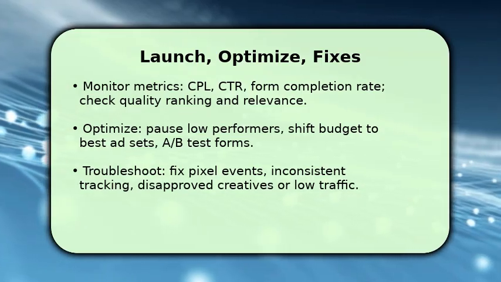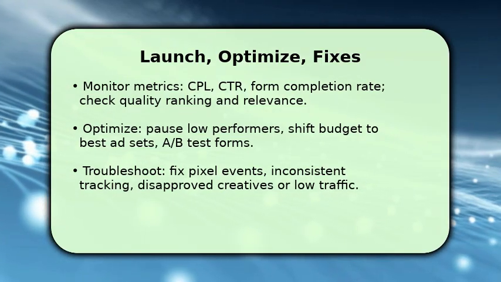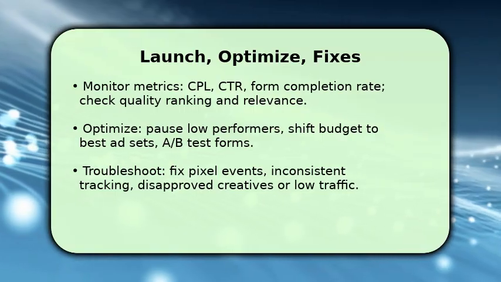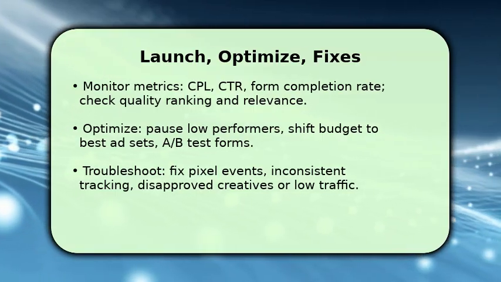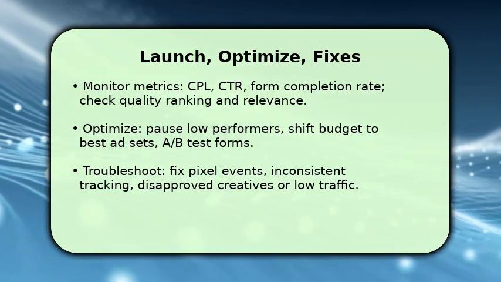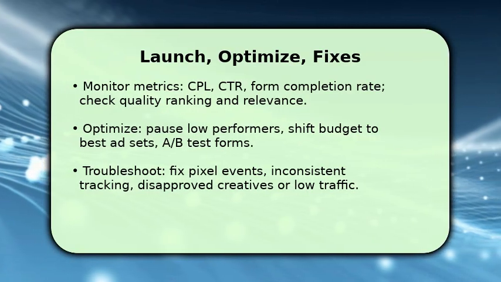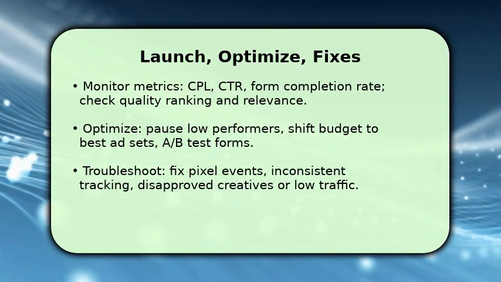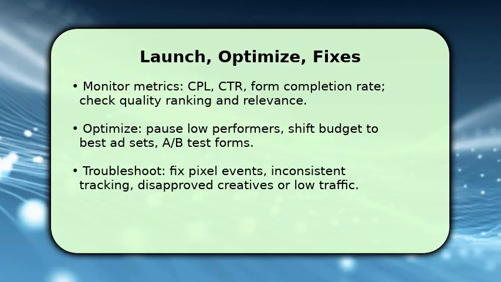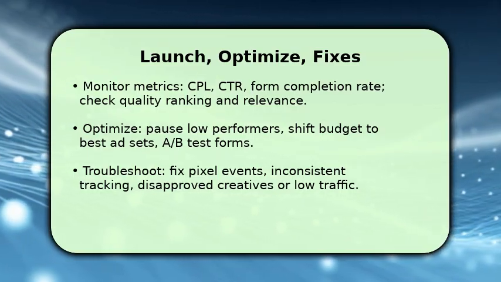Concurrently run A/B tests on form length and creative. Make sure your pixel fires on key events and that offline data syncing is active if used. If tracking looks wrong, replay events with the debugger. Confirm Conversions API is sending, and check for policy disapprovals before relaunching.